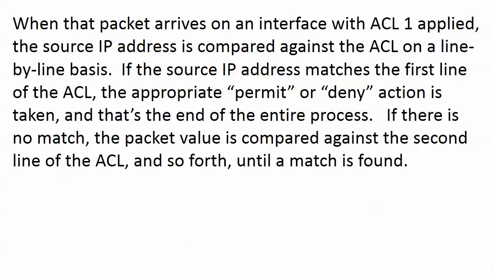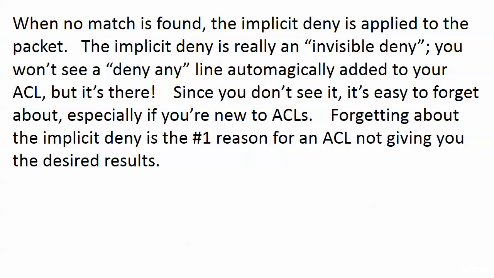Well, again, it goes line by line. It's going to look at line 1 and say, okay, is this a match or not? Then line 2, is this a match or not, and so forth. And if there is no match, then it just keeps going down one line at a time until there are no lines left. That's where the implicit deny comes in.